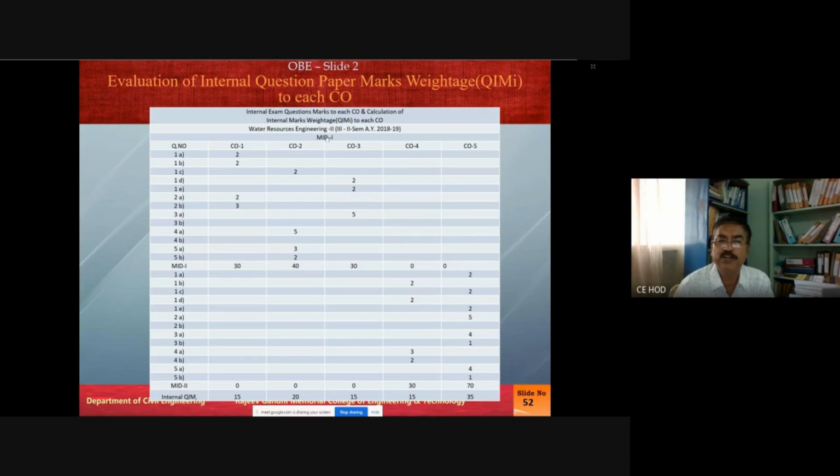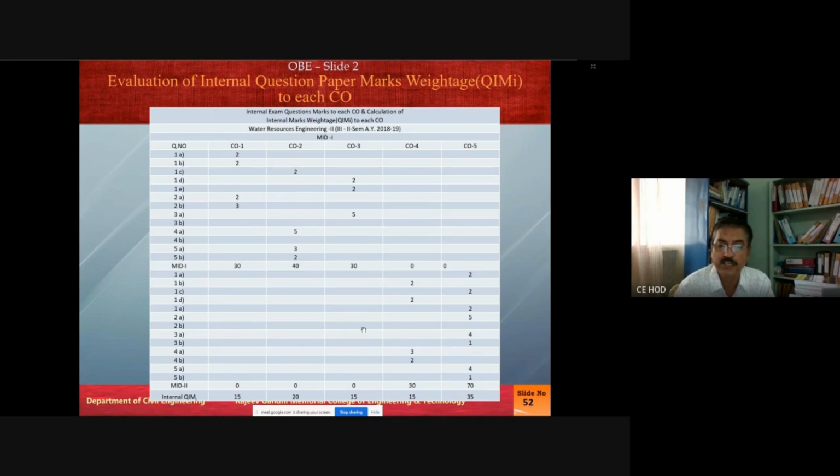Here, this is mid one, sir. Mid one, percentage of marks. How many marks are contributing to CO1 from mid one? Like that, CO2. Our mid question paper contains 5 questions, sir. The first question has 1A, 1B, 1C, 1D, 1E, and from the second question, 2 sub questions A and B will be there, sir. Each question carries some marks and contributes to some CO. I have shown it here, sir, for the water resource engineering 2 subject.